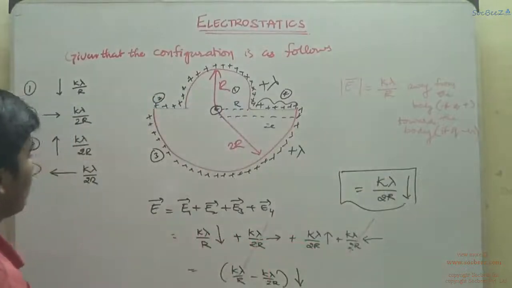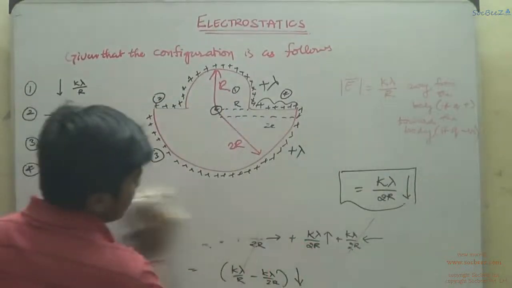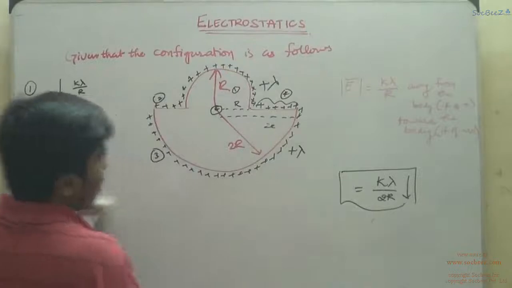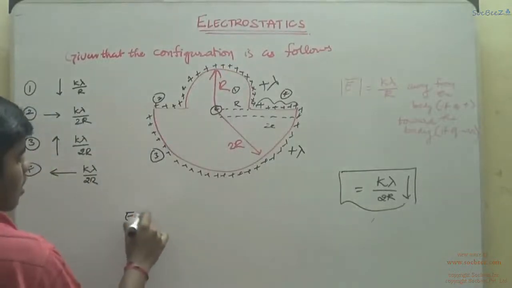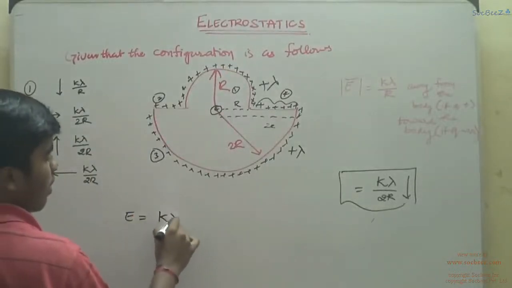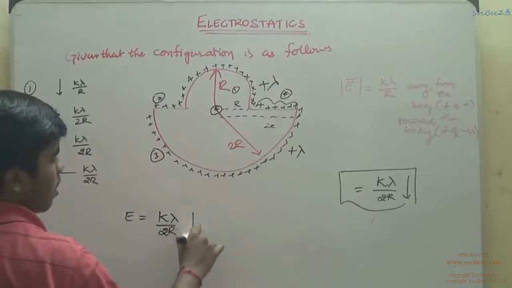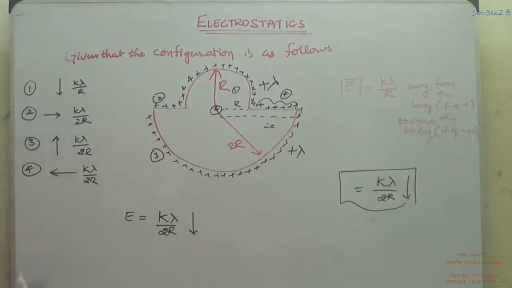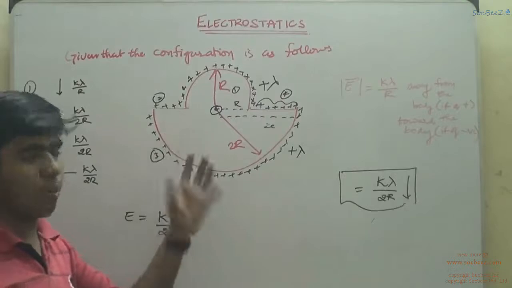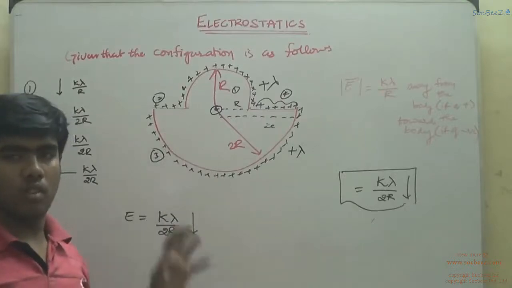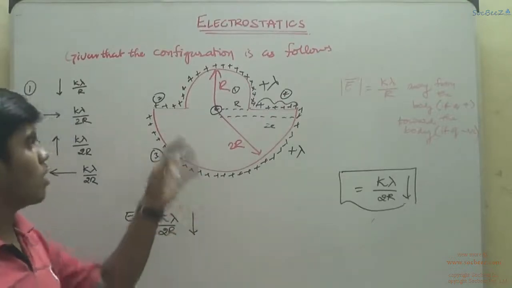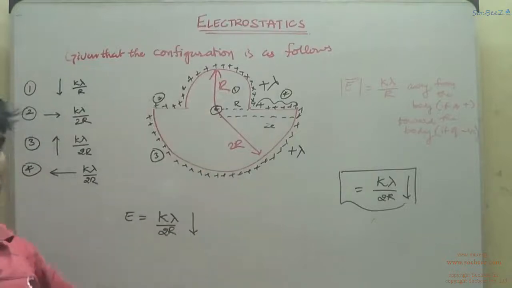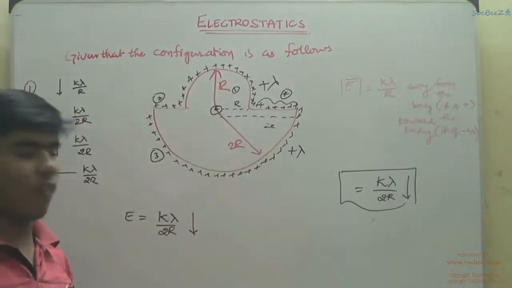So finally what do we say? We say that the electric field at this point is equal to k lambda by 2r in downward direction. This way we find the electric field of a given arrangement of the system. What is the takeaway from this question? Given a combination of charge distributions, we have to find the electric field due to every part and then superimpose them to get the final result.